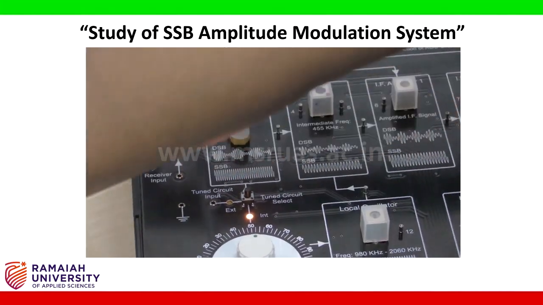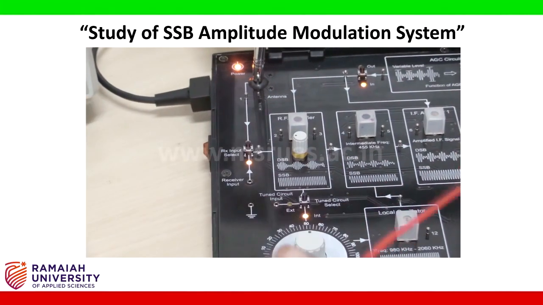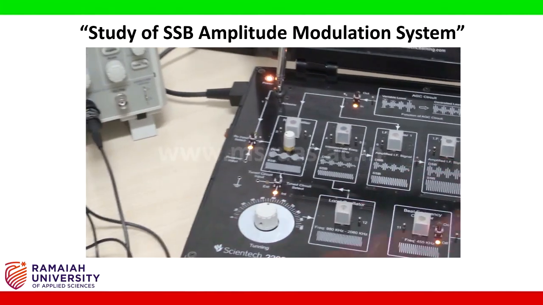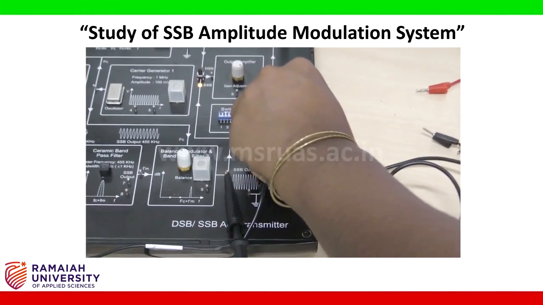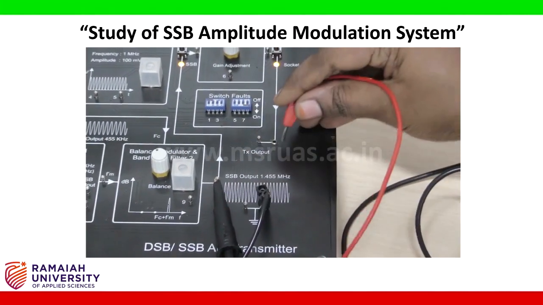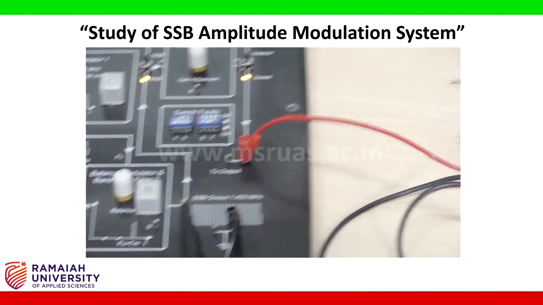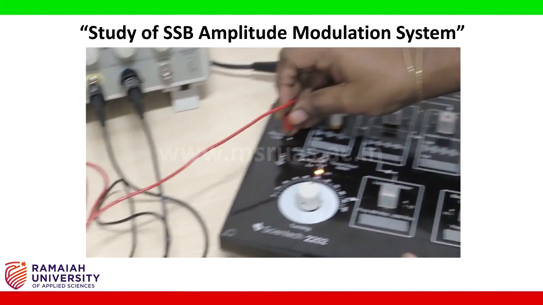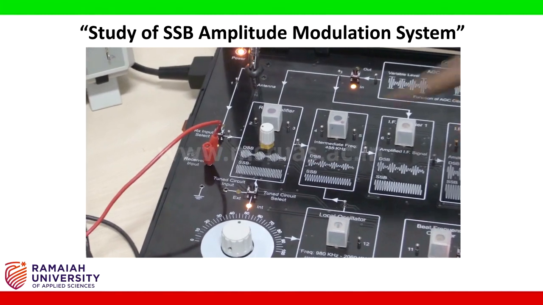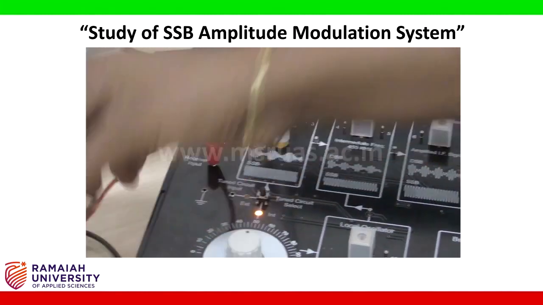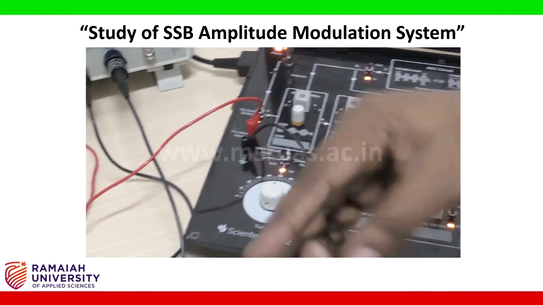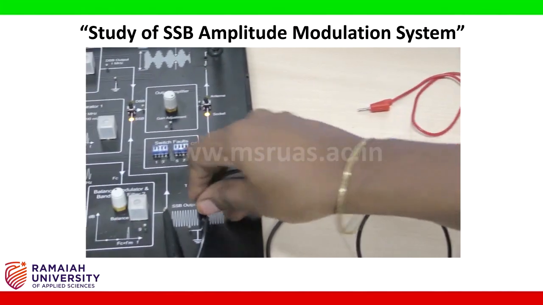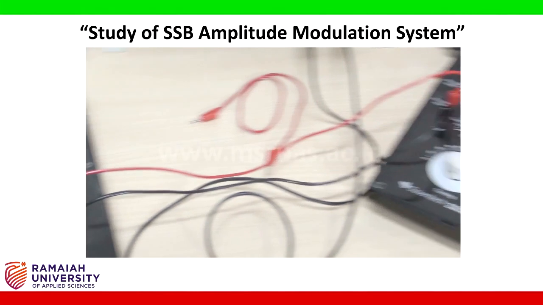So take a connecting wire and connect from the output of the transmitter to the input of the receiver, and make sure the grounds are common. So the ground of the receiver and the ground of the transmitter have been made common.